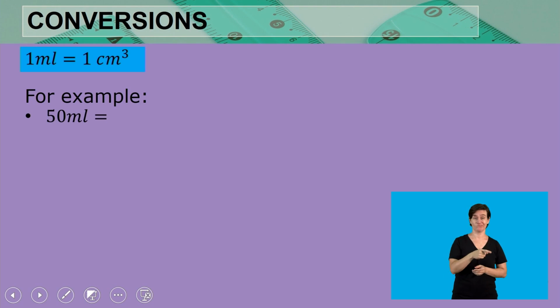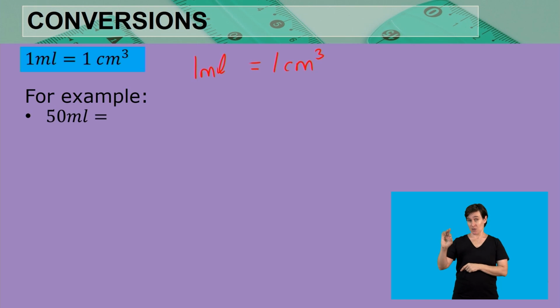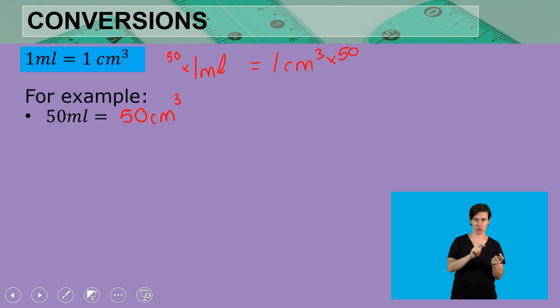So, for example, if I have 50 milliliters, now because 1 milliliter is equal to 1 centimeter cubed, how do I get to 50 milliliters? If I have 1 milliliter and that is equal to 1 centimeter cubed, how do I get to 50 milliliters? I will just multiply both sides by 50. So this means that 50 milliliters will be equal to 50 centimeters cubed. And that is how we have converted that unit there.